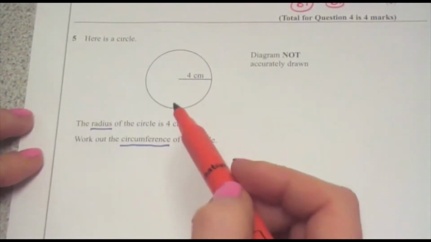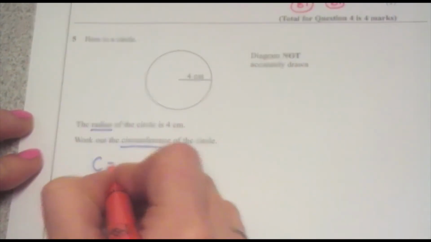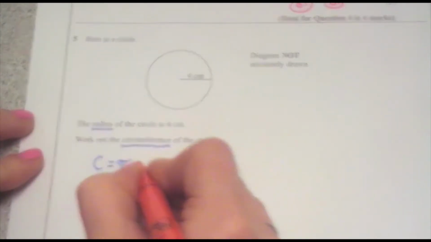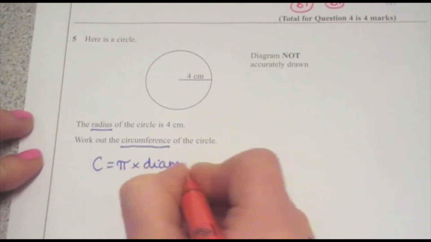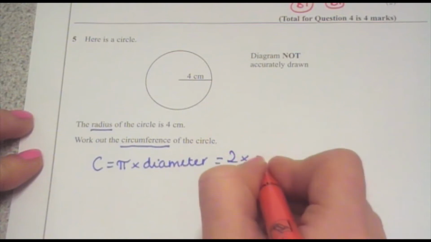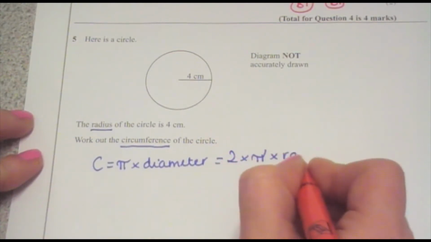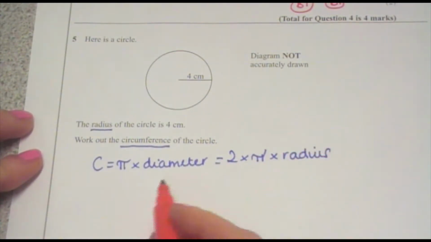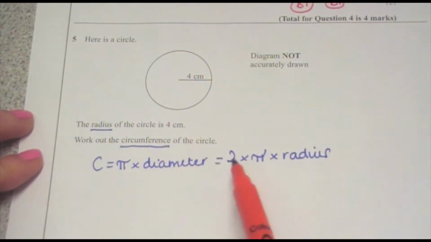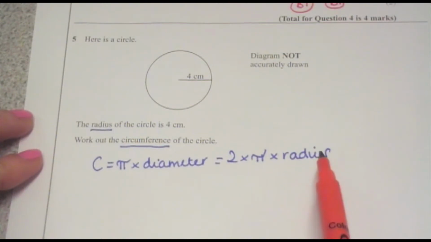I need to know my formula for the circumference. The formula for the circumference, there are two ways of writing it. You can either write it as pi times the diameter, or you can also write it as 2 times pi times the radius. Either way, it will give you the same answer. Now in this question, we've been given the radius, so I'm going to look at this formula.